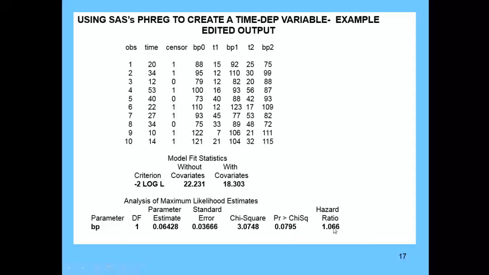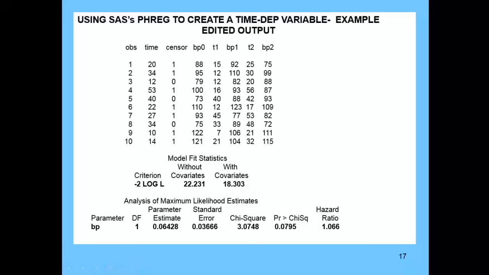So what's the 1.066? How is that computed? It's e to the what? E to the 0.06428. Now you notice it's close to 1, and it's not significant, as you can see. Well, not significant at the 5% level. So it suggests that there's no effect.